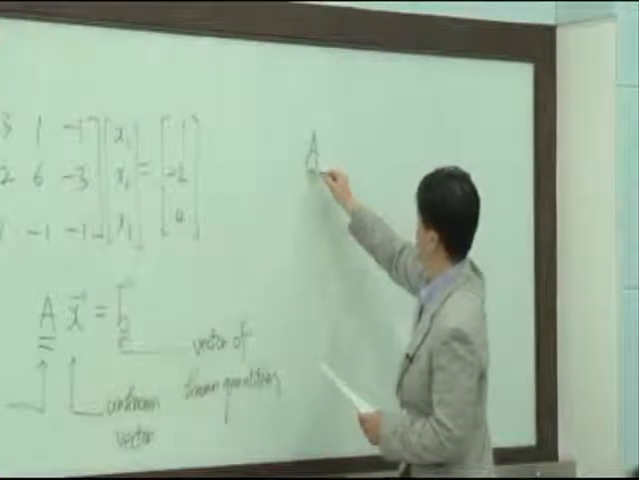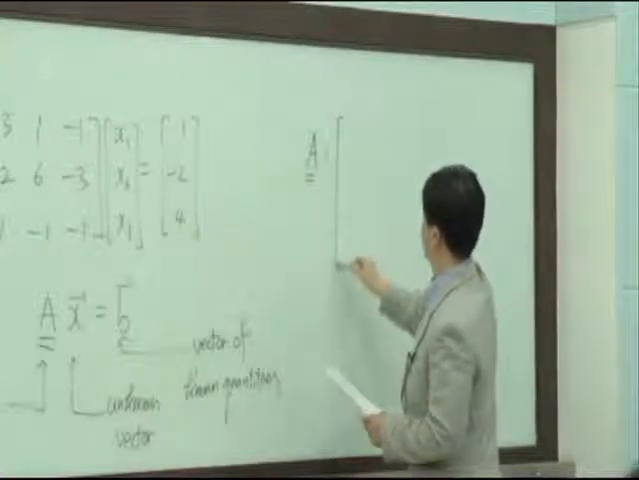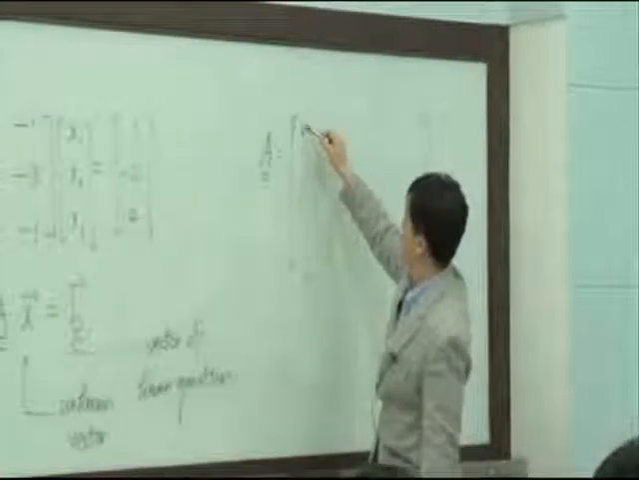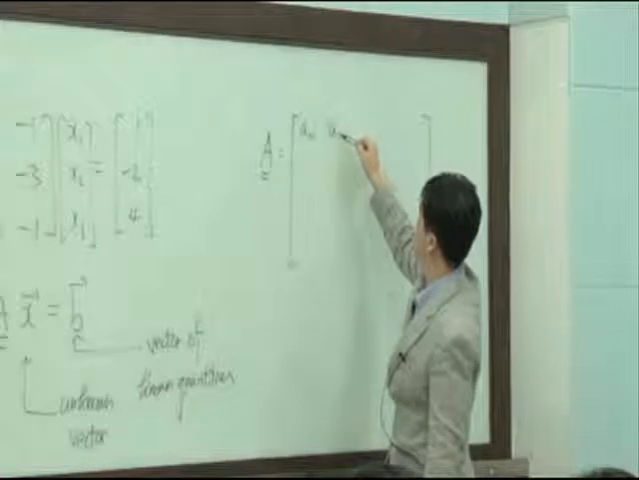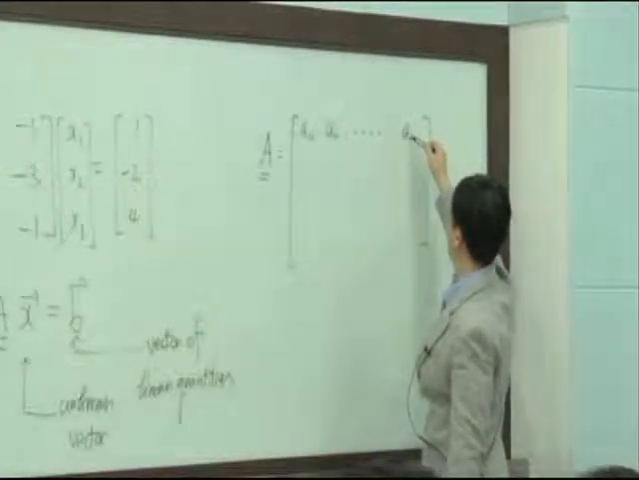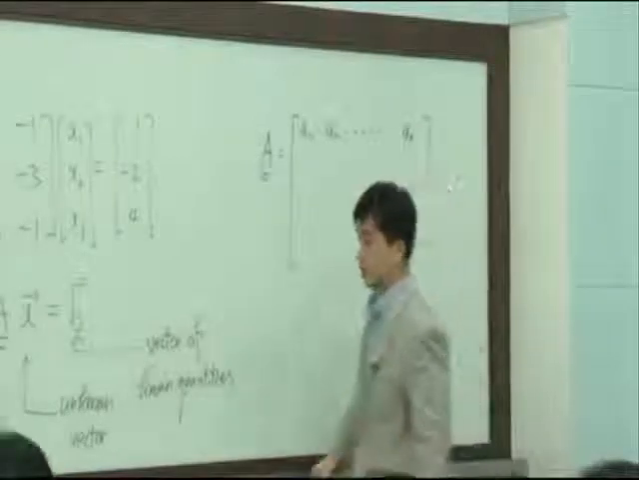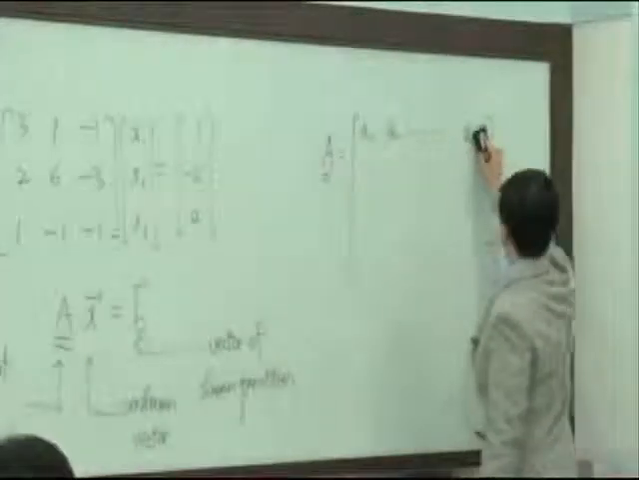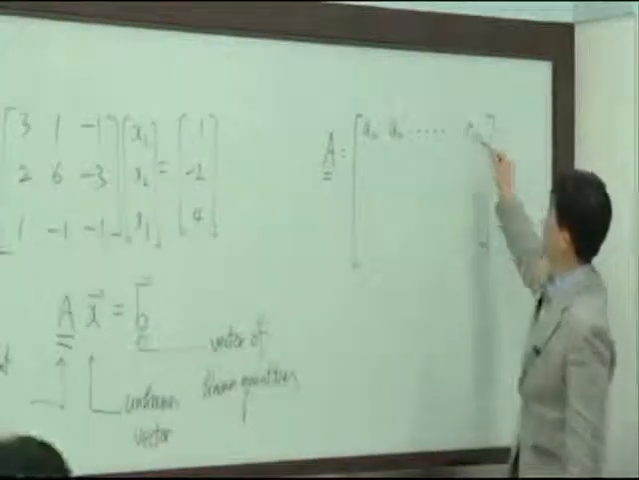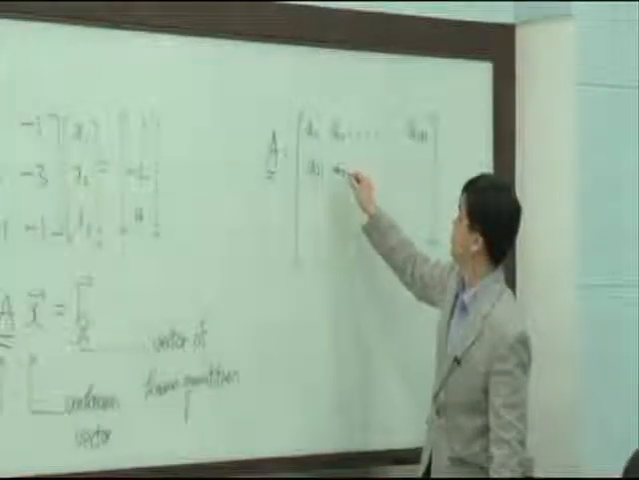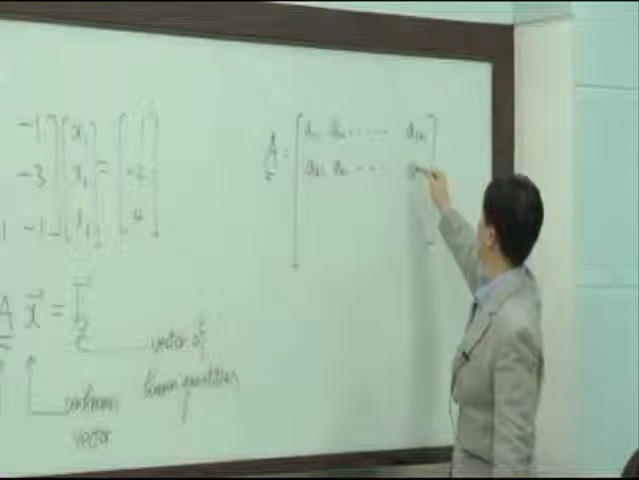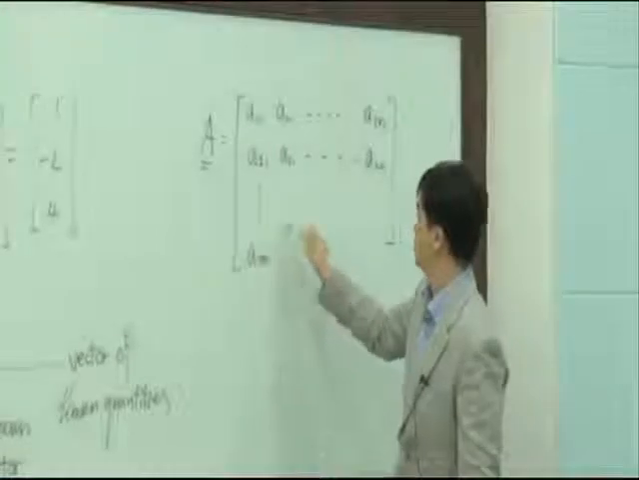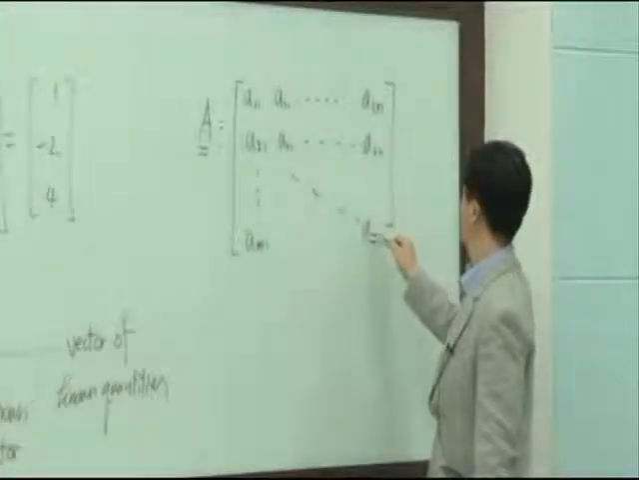And the matrix A looks like this in general. It has components A11, A12, something like that, up to A1n. Then A21, A22, something like that, A2n, down to Am1, and Amn.